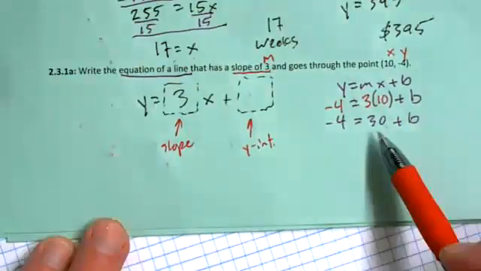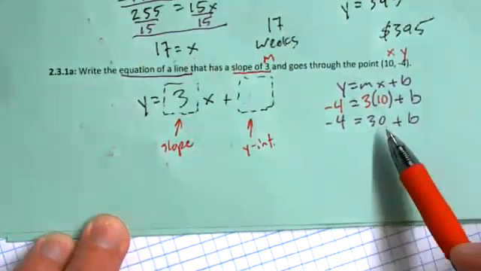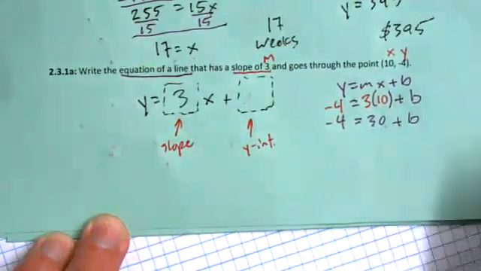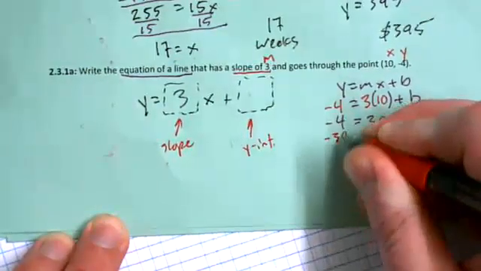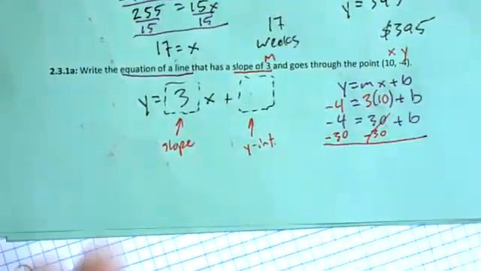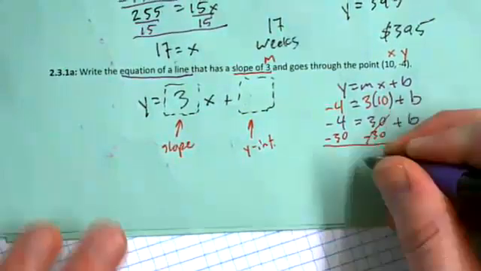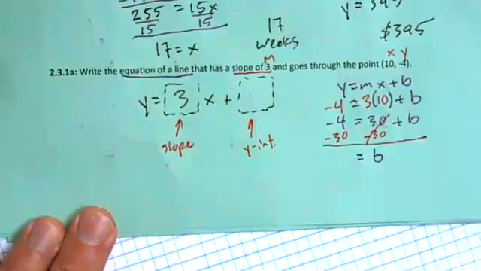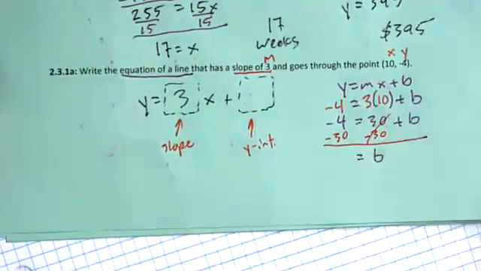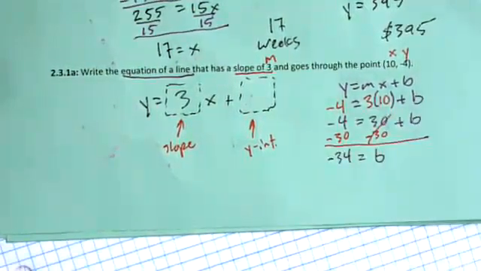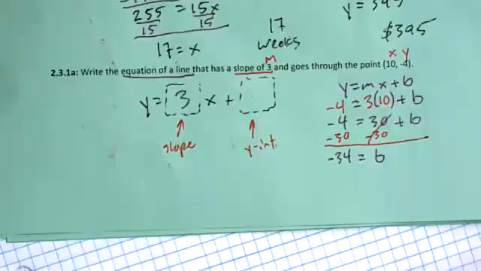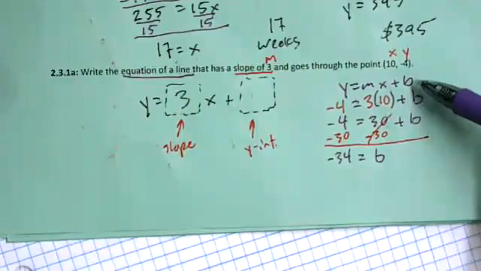I need to get this 30 off of this side with the b to get b by itself. How am I going to get rid of this positive 30? Minus 30 on both sides. Both sides of the equal. These will cancel out. I've still got my b left over. -4 and -30 is going to be -34. So b is -34. That's the thing that went at the end of the equation, right?